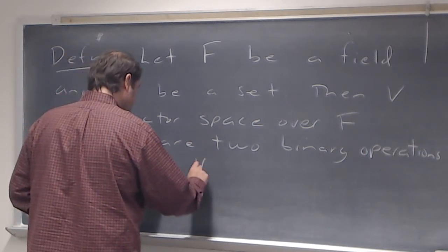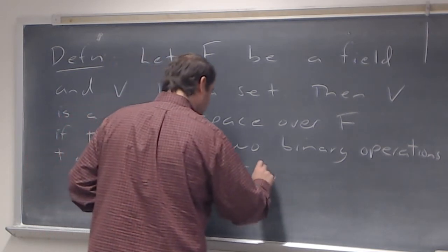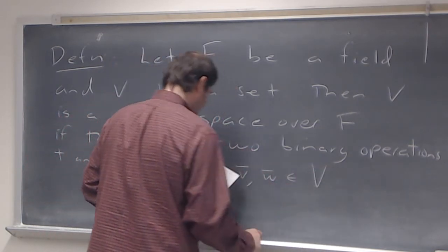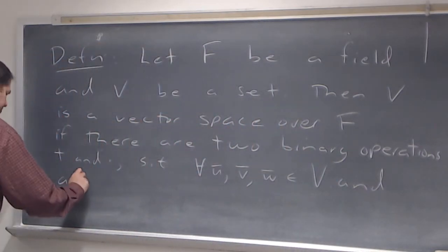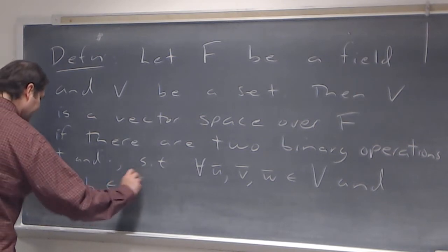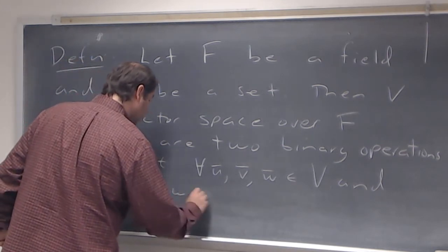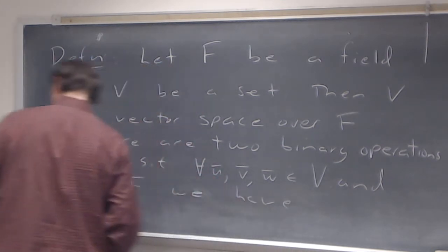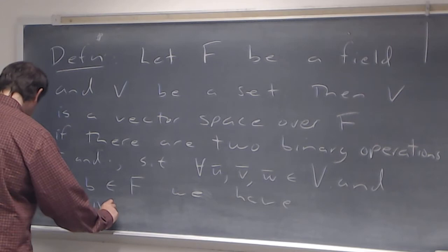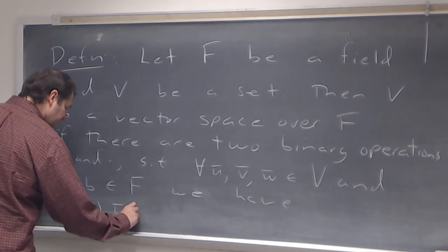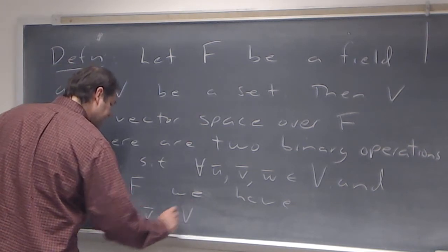for all u, v, and w in the set V and scalars, they're called a and b, that are in the field F, we have a bunch of properties. 10 properties. So the first one is that if you take two vectors, two guys in V, and you add them together, you get something that's in V.